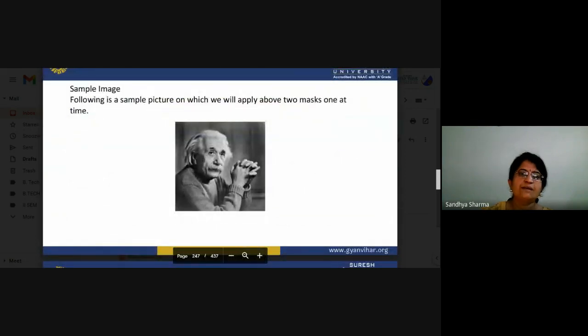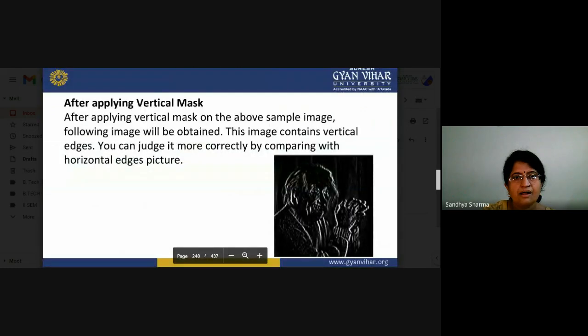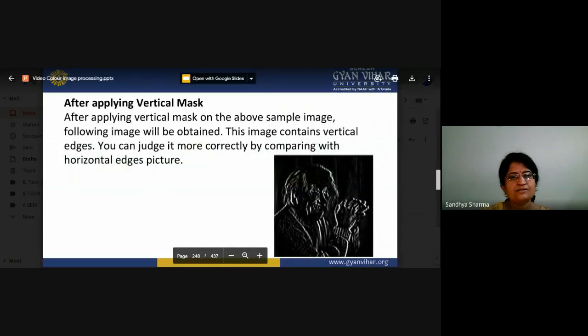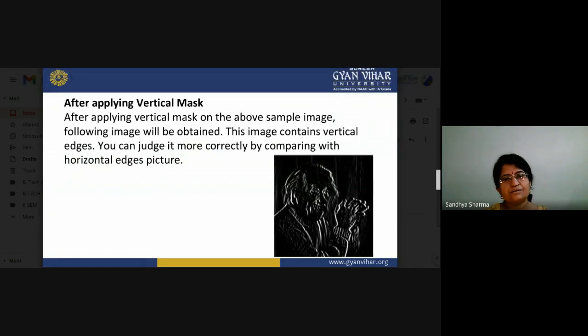So this is our sample image. Following is a sample picture, and we have to apply the two masks, horizontal mask and vertical mask, to this picture. After applying the vertical mask on the image, the following image will be obtained. This image contains the vertical edges and you can judge it more correctly by comparing with the horizontal edges picture.